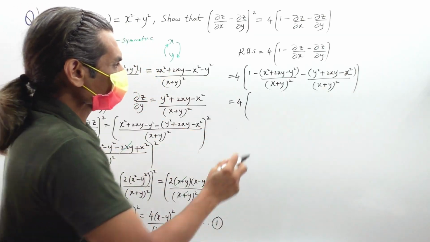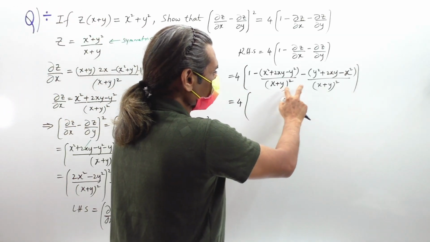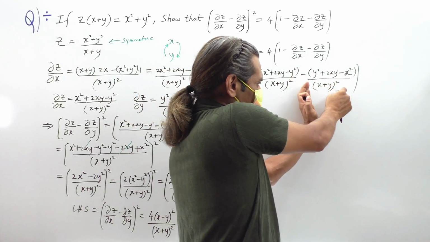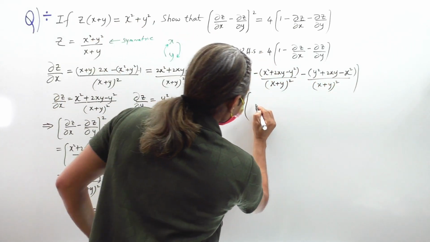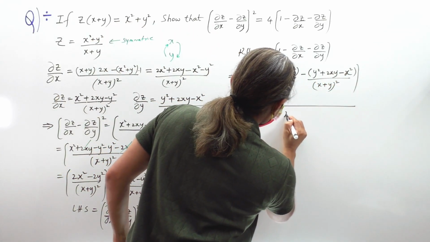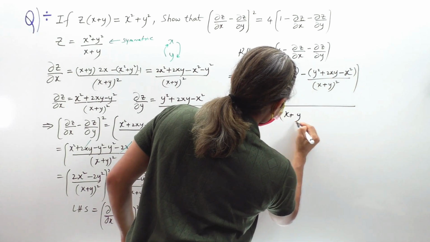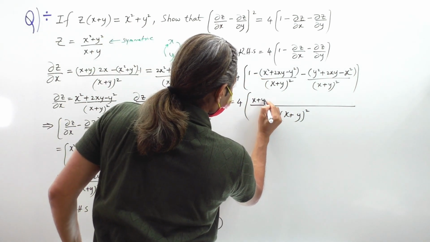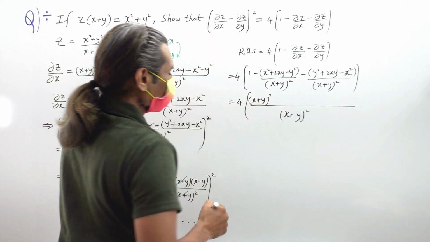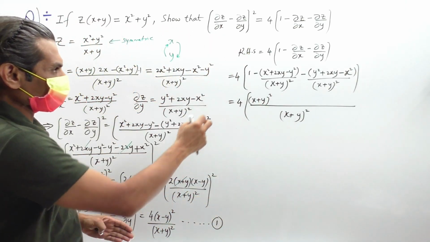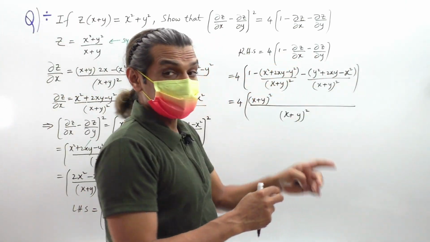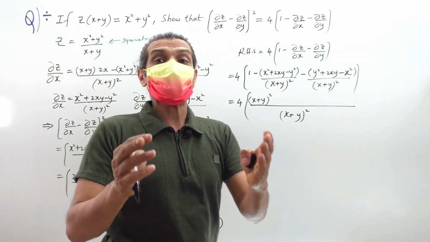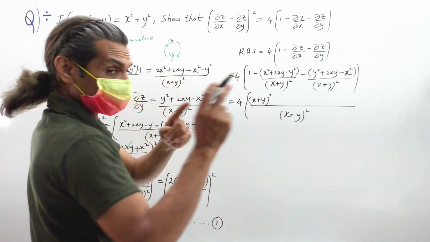Now the LCM. So what is the LCM here? LCM is (x plus y) the whole squared. This has (x plus y) the whole squared, this also has (x plus y) the whole squared, so I take the whole LCM as (x plus y) the whole squared. So 1 into (x plus y) the whole squared will be (x plus y) the whole squared. Now I'll open a bracket. Always when there is a minus sign, always put brackets, otherwise you'll end up getting wrong answers. Okay, please keep in mind.